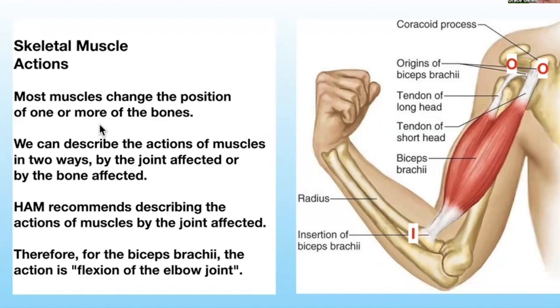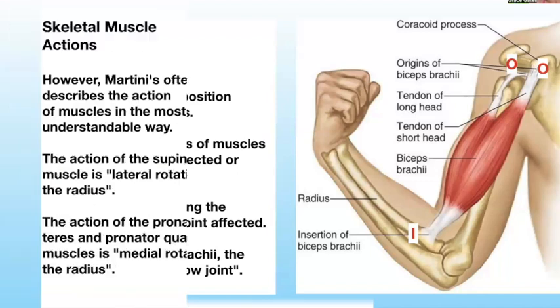Okay, actions. Most muscles change the position of one or more bones. They can be said to have an action on the joint or an action on the bone that they are affecting. Martini recommends describing the actions of muscles by the joint that they are affecting. Therefore, for the biceps brachii, the action that it makes is flexion of the elbow joint.